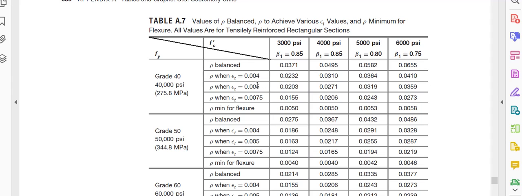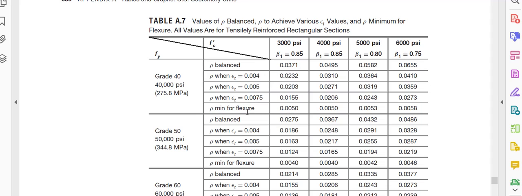If you think no, I will maintain this, and that is economical also, because my reinforcement will decrease. See, 0.0232, 0.0203, so this is less. If you want to provide even less reinforcement, where epsilon t is 0.0075, you can provide that. So best is to provide this one, and you can provide this one to make it even more economical, but you must provide this amount of reinforcement. It is the minimum for flexure.